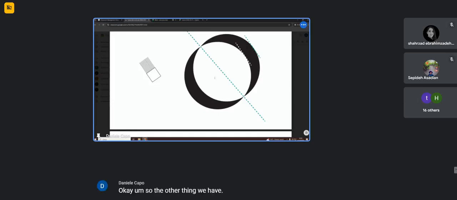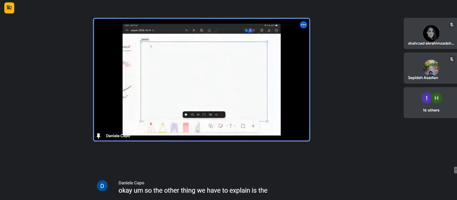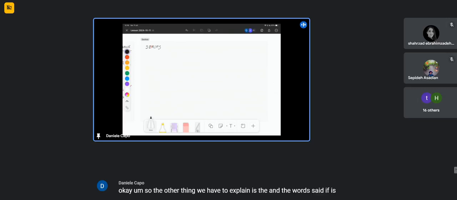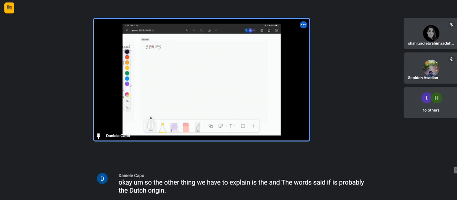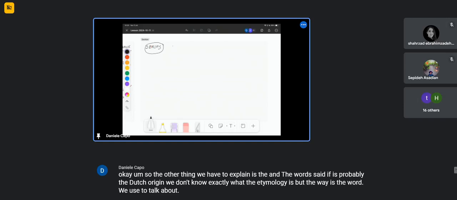So the other thing we have to explain is the serif. The word serif is probably of Dutch origin. We don't know exactly what the etymology is. By the way, it is the word we use to talk about the termination of strokes.